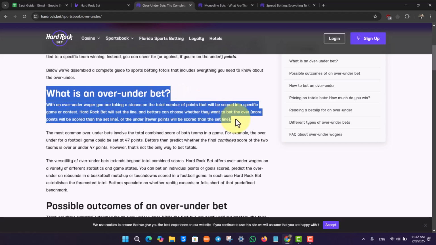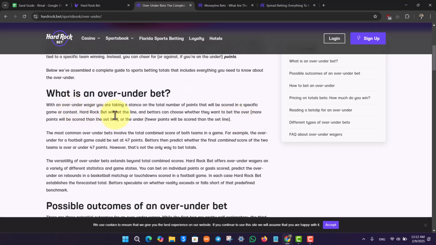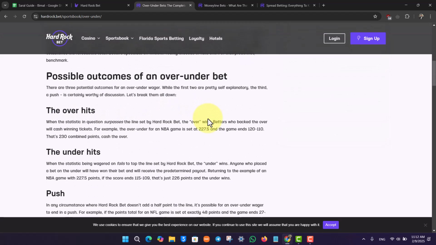So what is an under-over bet? Basically, with an over-under wager, you are taking a stance on the total number of points that will be scored in a specific game or contest, and Hard Rock Bet will set the line and bettors can choose whether they want to bet the over, which means more points will be scored than the set line, or the under, fewer points will be scored than the set line.